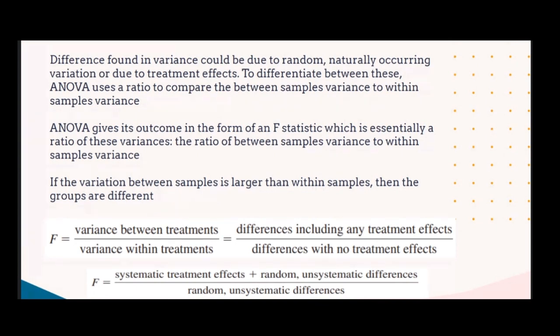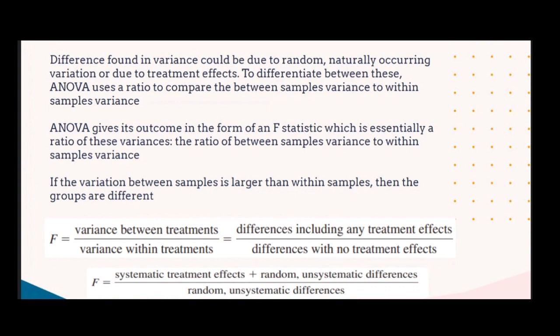And then simply because this is a calculation of human behavior, there is bound to be some sort of random chance error, some unsystematic differences. So your variance between treatments also includes that. What I'm saying here is that variance between groups, the numerator of this F formula, includes your systematic effects, plus a very minor error term. Your variance within treatments, the denominator of your F calculation, is essentially just your random unsystematic differences.